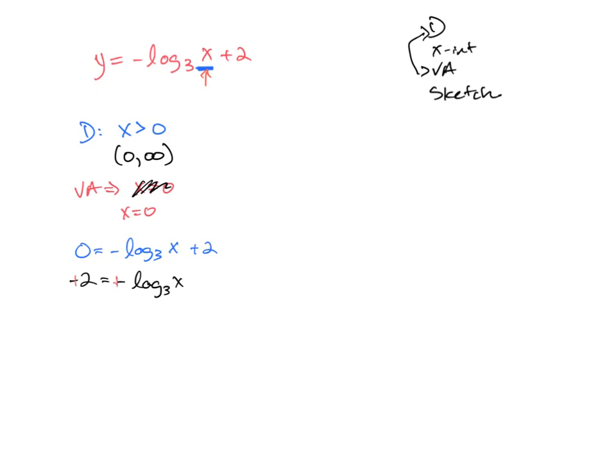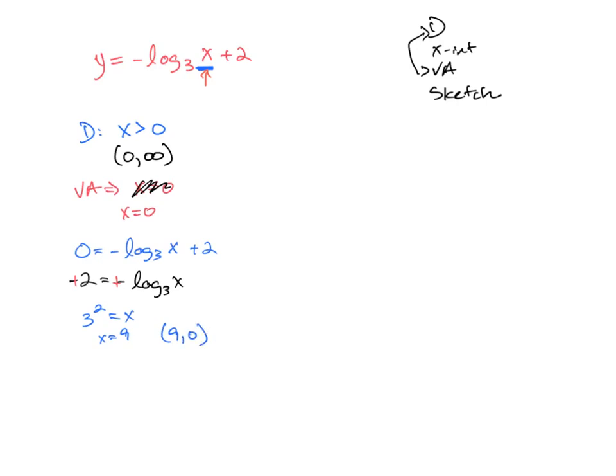Because we got a negative log, I have to distribute the negative or divide by negative 1. And now, how do we solve a log? A to the c is equal to b. So what's my a? 3. What's my c? 2, and b is equal to x. So x is equal to 9. Can I keep that as my answer? No, because that's a line. So what's my x-intercept? 9, 0.